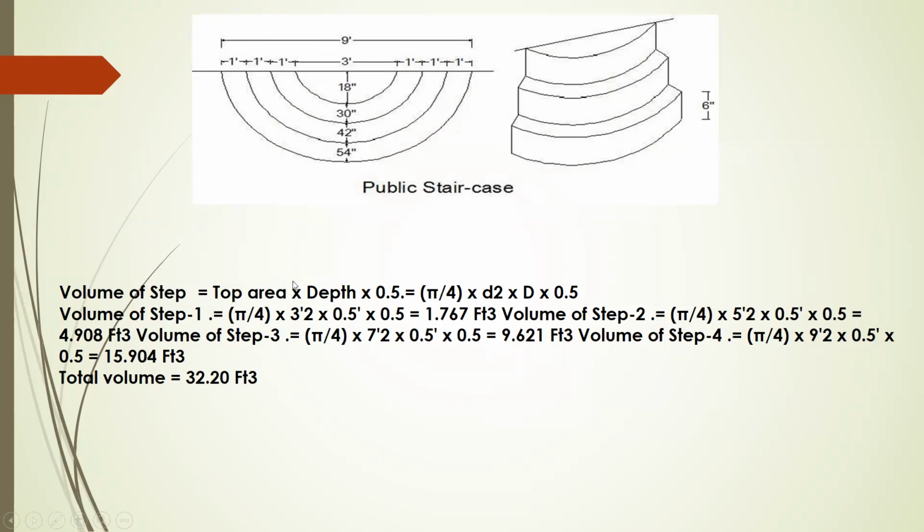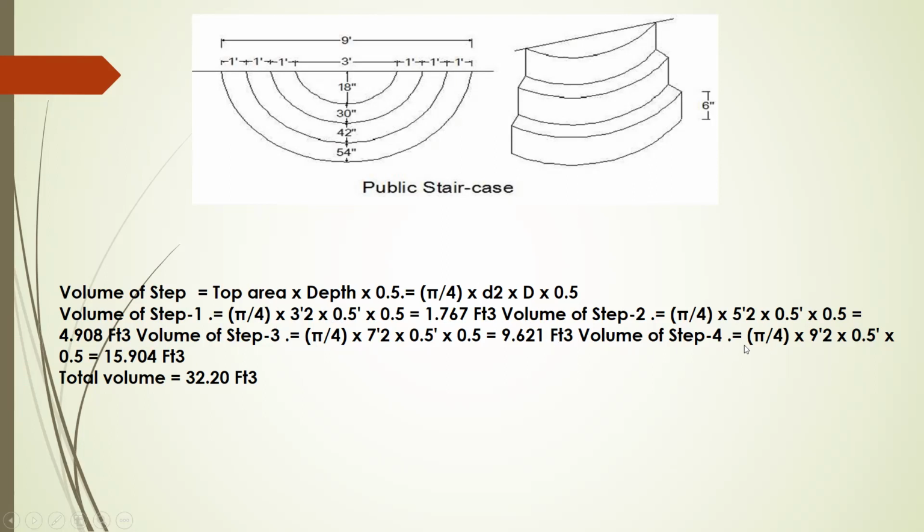Volume of the step, top area into depth into 0.5. That is equal to pi by 4 whole multiplied by d square into d into 0.5. Volume of step 1, pi by 4 into 3 feet 2 inches into 0.5 into 0.5, 1.76 cubic feet. Volume of step 2, pi by 4, 5.2, 0.5, 0.5, 4.908 cubic feet. Volume of step 3, pi by 4 multiplied by 7 feet 2 inches into 6 inches, into 6 inches, that is 9.621 cubic feet.